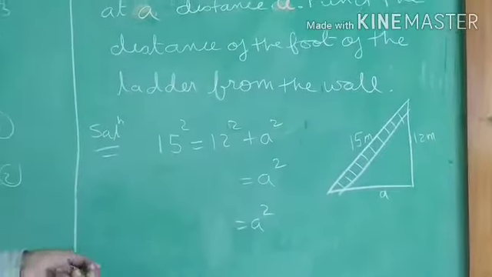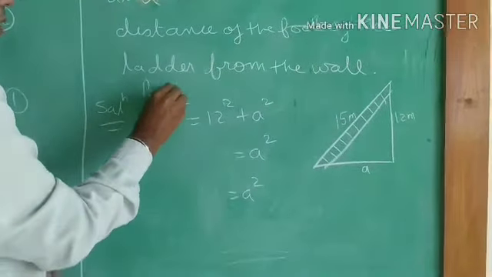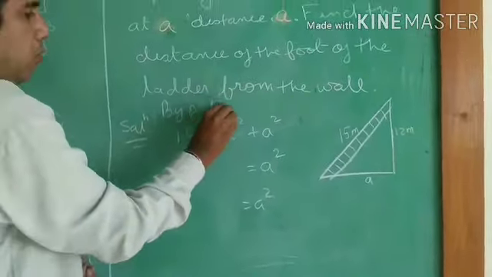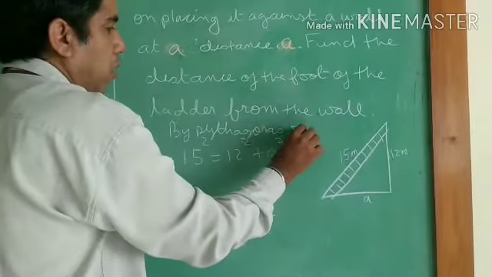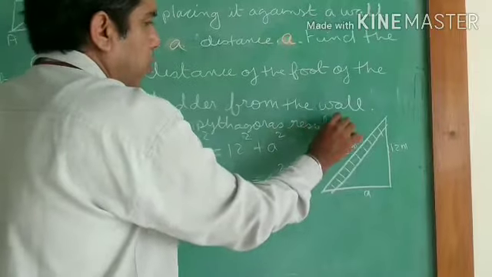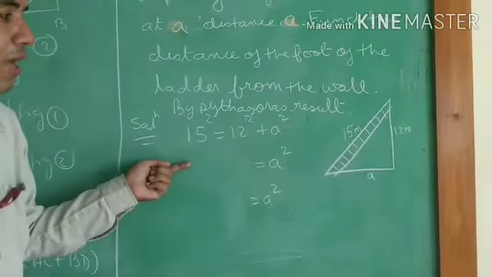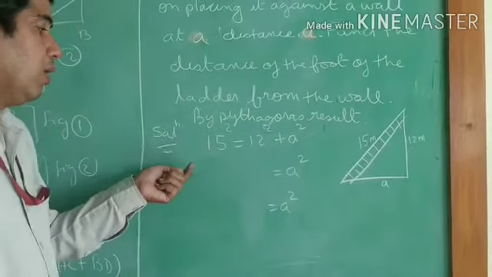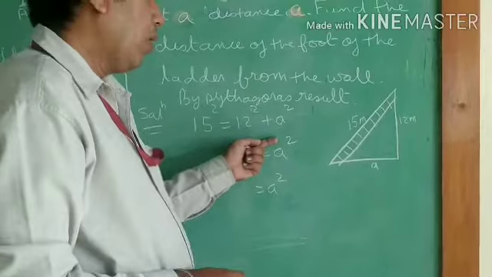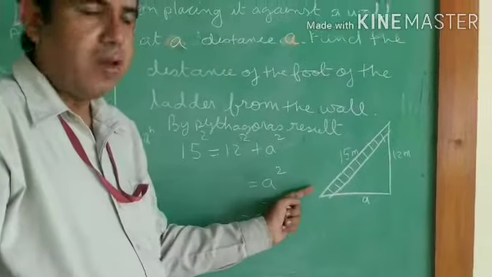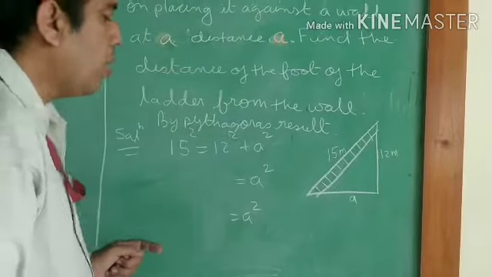So you can see here, by the help of Pythagoras result you can write. At your age you are not using the word theorem, but in higher class we directly say Pythagoras theorem. So 15 square is equal to 12 square plus A square, because you know the hypotenuse is 15, the longest side. Now you get the answer.